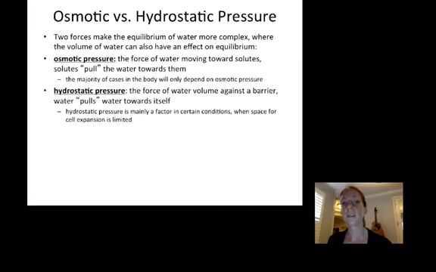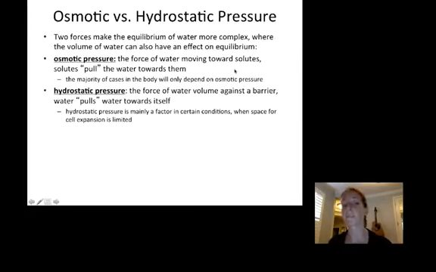Two forces will make the equilibrium of water more complex, where the volume of water can also have an effect on equilibrium. So what we've been talking about so far is osmotic pressure, and this is the force of water moving towards solutes, or the solutes pulling the water towards them. The majority of cases in the body will depend on osmotic pressures, or how much solute is present inside versus outside the cell.